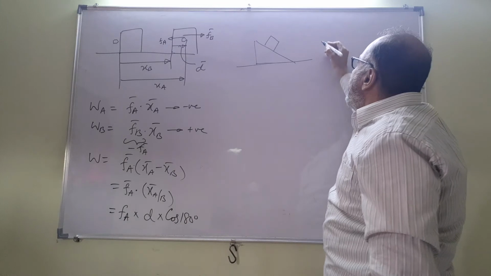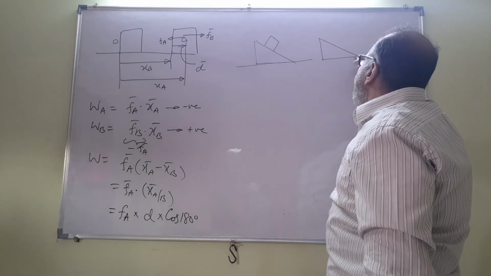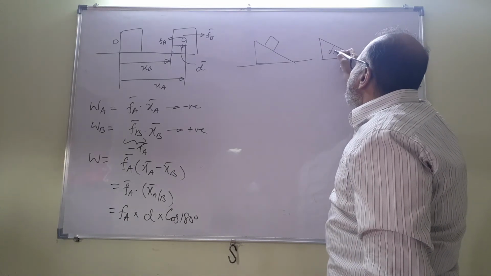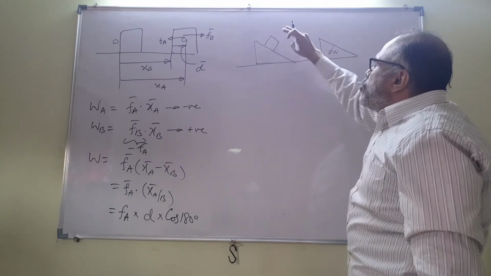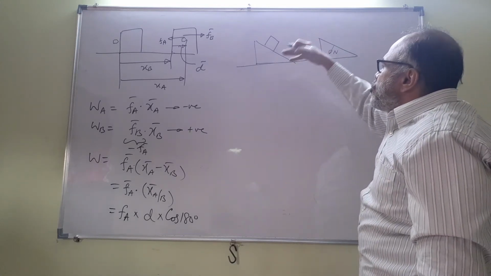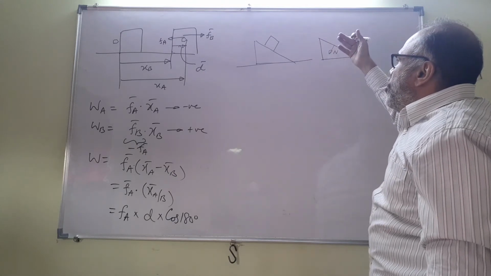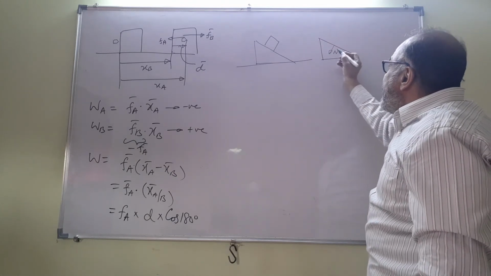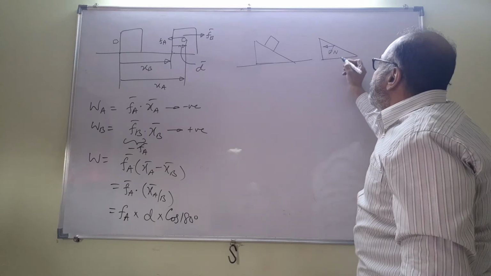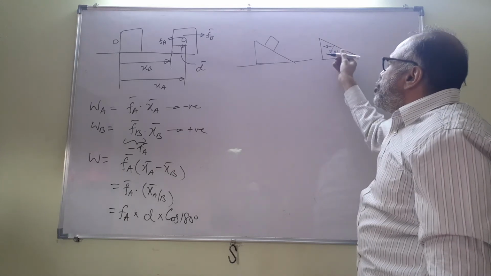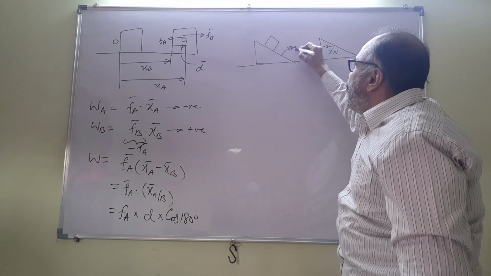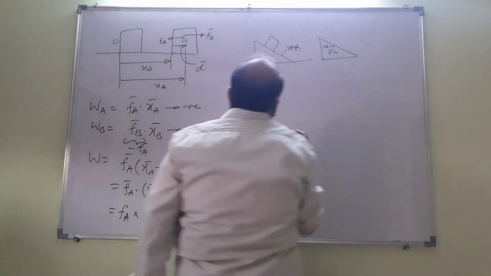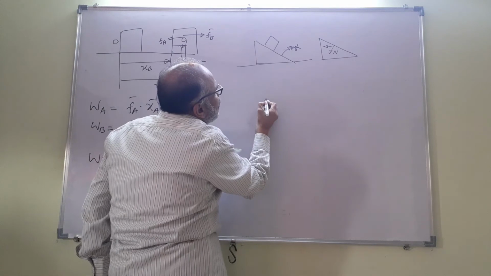What is the reason for that? If you draw the free body diagram for the wedge, there will be a normal force N by the block on the wedge. On the block also there will be a normal force by the wedge on the block. Now this N will have a horizontal component. That horizontal component moves the wedge. Now let us say the surface is rough.